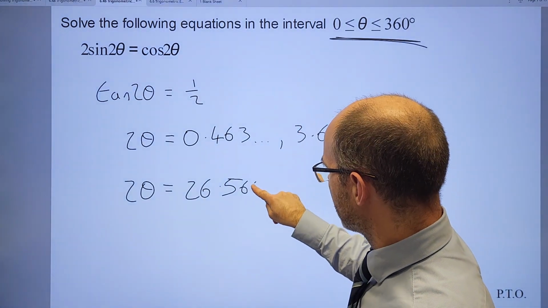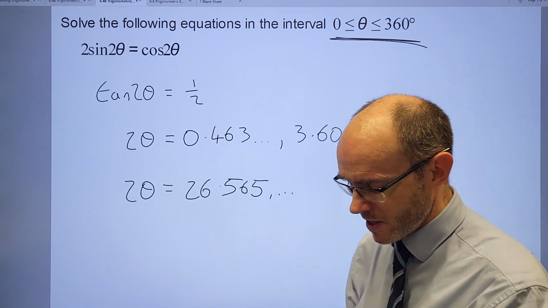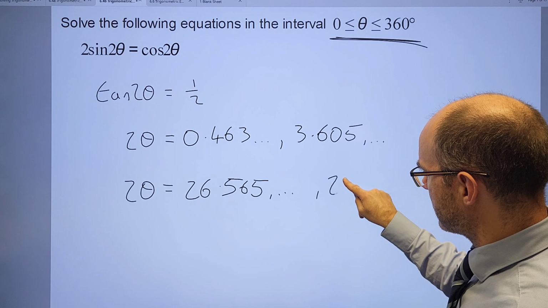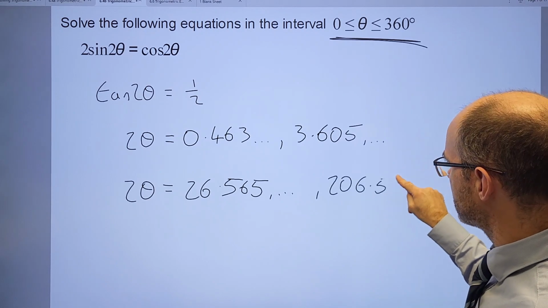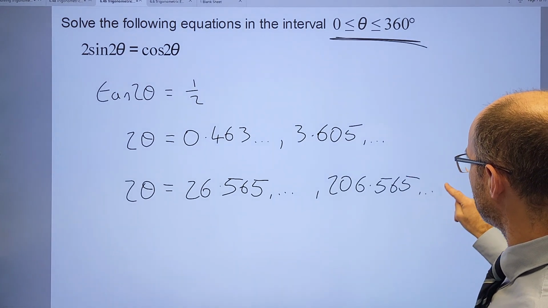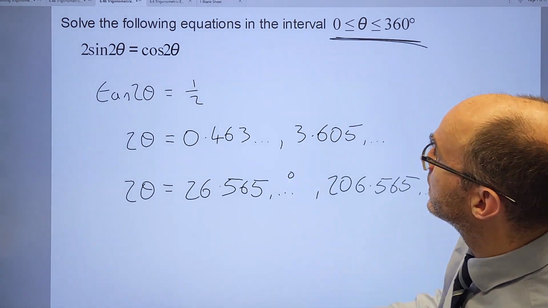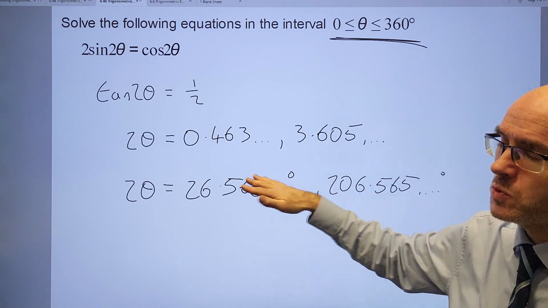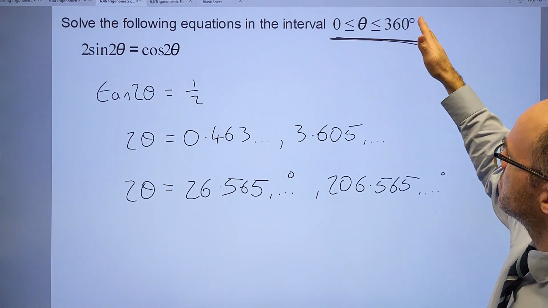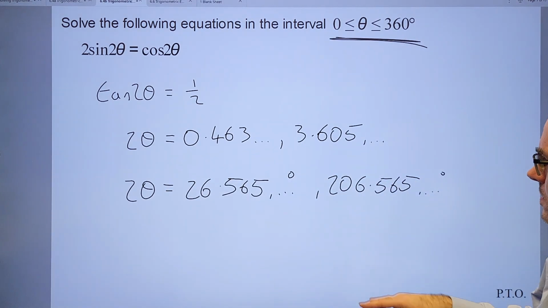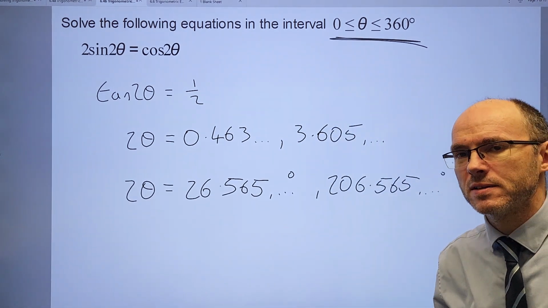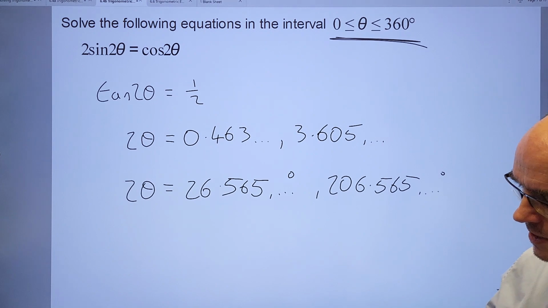Right, so here we go. So first answer, this time add 180, because it's in degrees, so 206.565, I'm going to put the degree symbol as well. How many answers am I looking for? Well, I'm going to be dividing all of these by 2. It's between 0 and 360 degrees. I need 2 more answers. Okay, I'll put them on underneath here. So just keep on adding 180 to get more answers. Okay, so that plus 180.